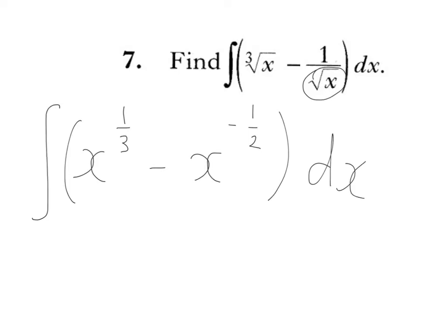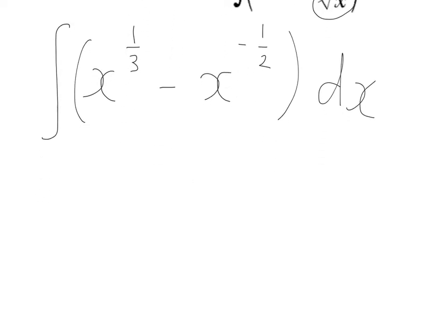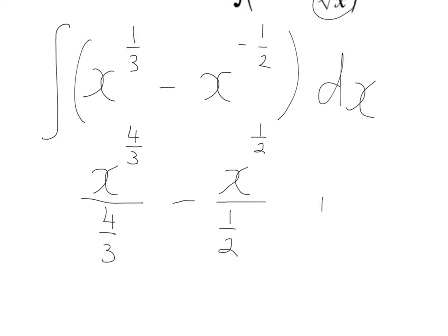And then I'm going to integrate by adding 1 to my power and dividing by my new power. So 1/3 plus 1 is 1/3 plus 3/3, that's 4/3. So x to the 4/3 divided by 4/3. Add 1 to my power, minus a half plus 1 is minus a half plus 2/2, that's 1/2. So x to the half divided by my new power, which is 1/2. Remember, it's an indefinite integral, there's no limits, therefore I put on my constant of integration.